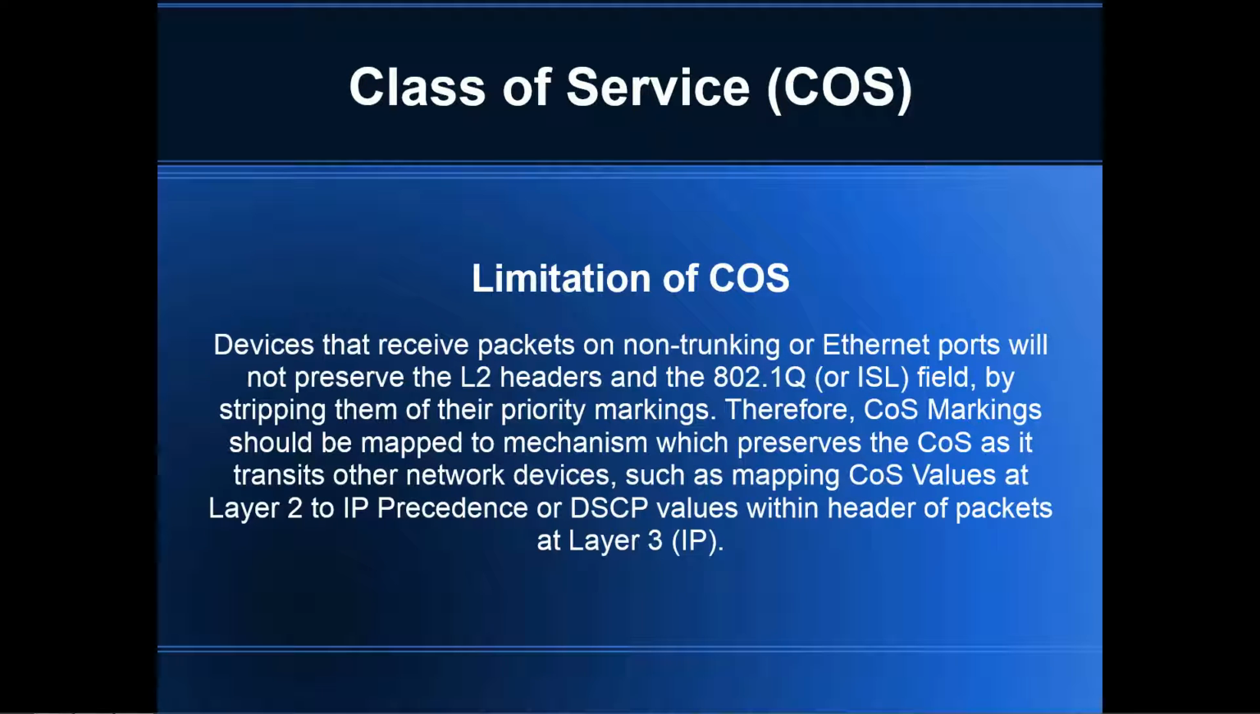Though there are some limitations for our QoS and our CoS. So many dang acronyms. And that is if our packet is received on a non-trunking Ethernet port, it may or may not actually process our frame header the correct way. Because what ends up happening is, the second they come in on a trunk port, they can strip away the priority markings, thus completely mitigating our class of service.